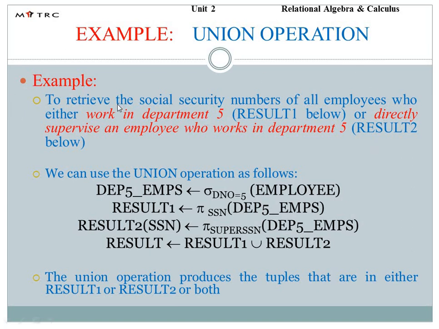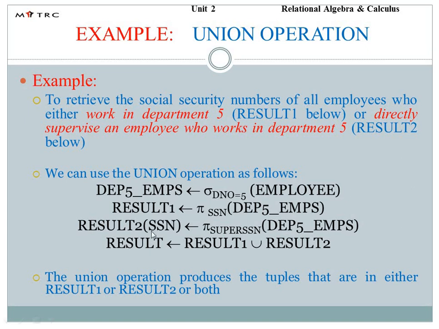What does it say? We have to retrieve the social security number of all employees who work in department number 5 or directly supervise an employee who works in department number 5. So we are having two conditions. First, the employees who work in department number 5; simply we have to get the social security number. Secondly, we have to get the employees who directly supervise an employee in department number 5.